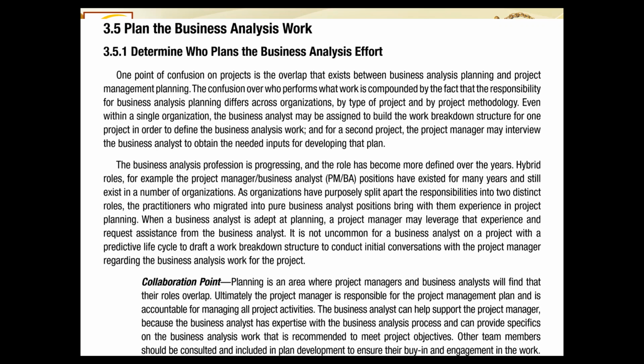Ultimately, the project manager is responsible for the project management plan and is accountable for managing all project activities, whereas the business analyst can help support the project manager because the business analyst has expertise in the business analysis process and can provide specifics on the business analysis work that is recommended to meet project objectives. Other team members should be consulted and included in plan development to ensure their buy-in and engagement in the work.